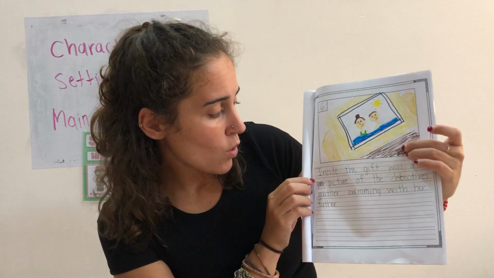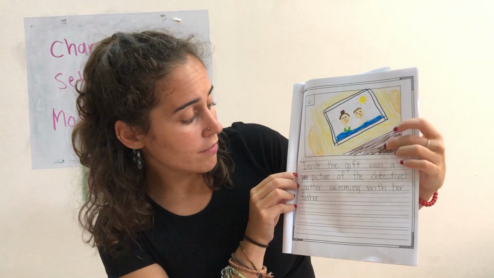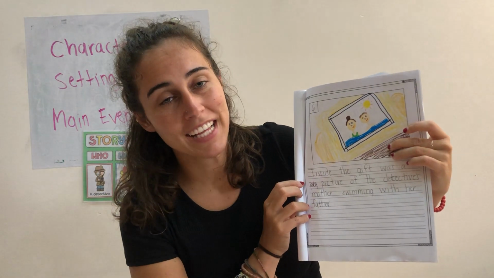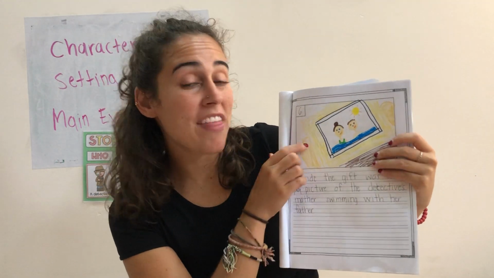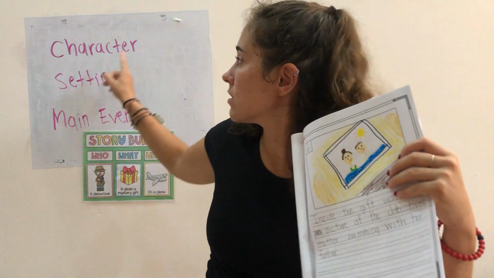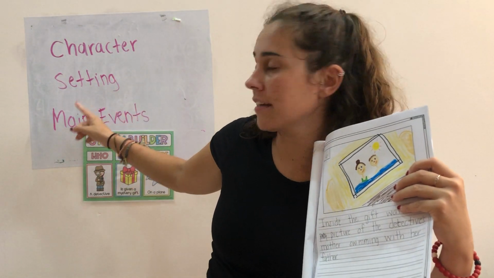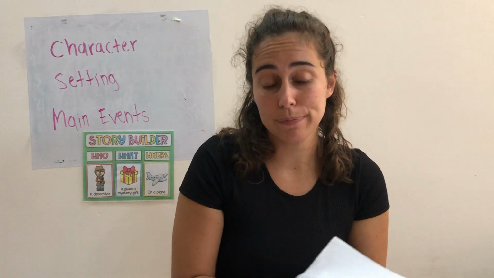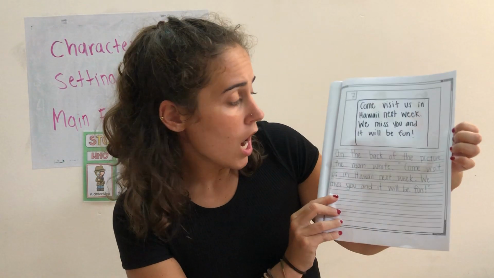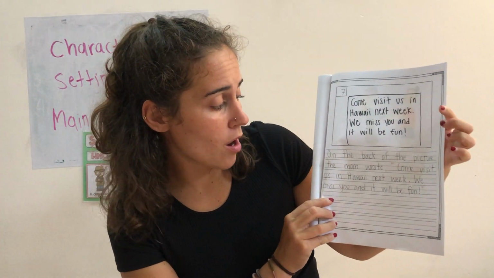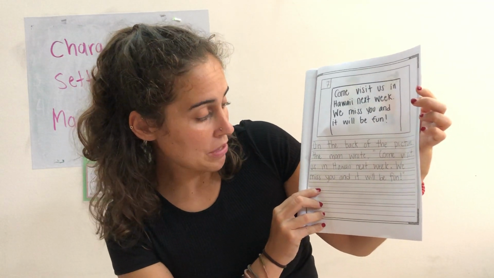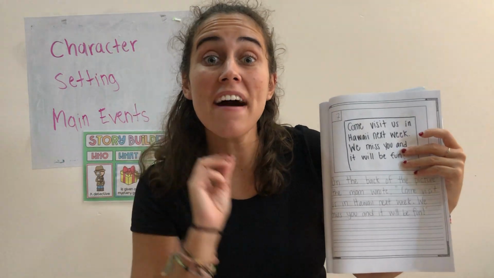Inside the gift was a picture of the detective's mother swimming with her father. Now, that is nice. So I told you, character, setting, main event. She opens the gift and inside is a picture. On the back of the picture, the mom wrote, "Come visit us in Hawaii next week. We miss you and it will be fun."